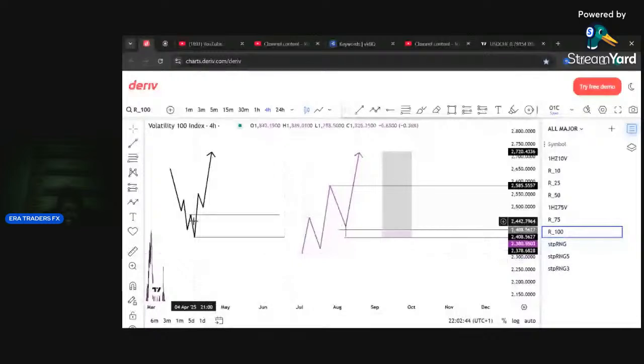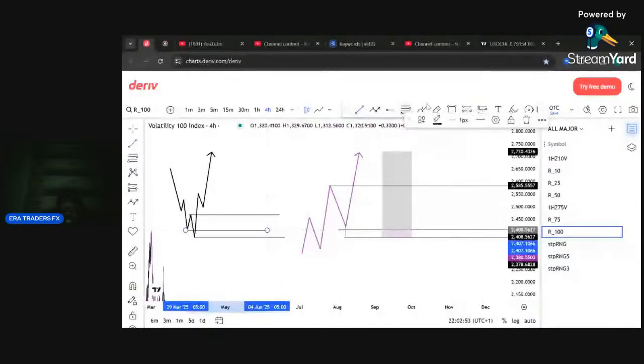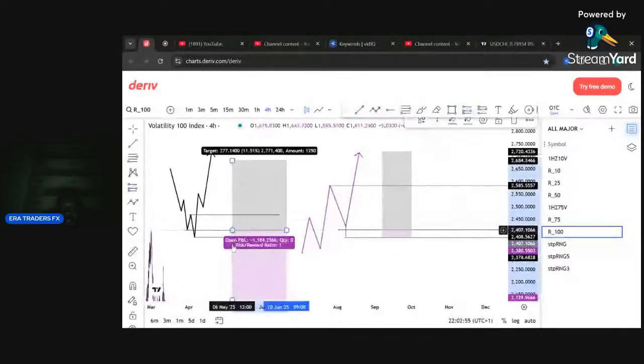Now your liquidity engineering is this leg, this place. So you could as well just use this level as your entry when you see your clear liquidity engineering on the 1 hour time frame. I don't know if that makes sense.